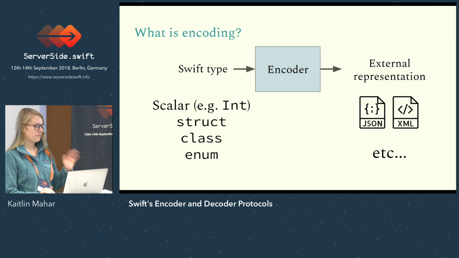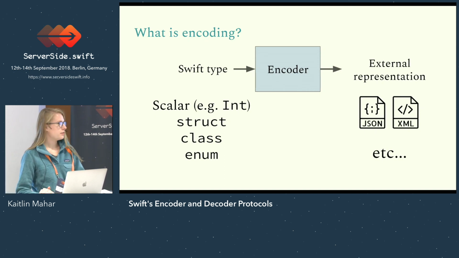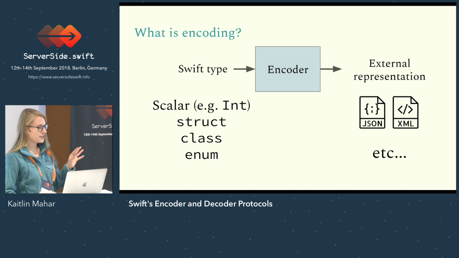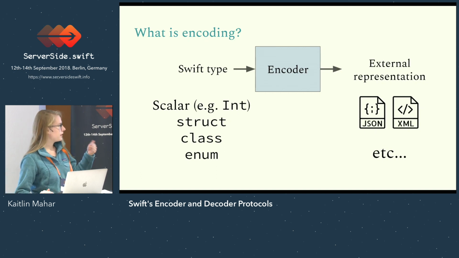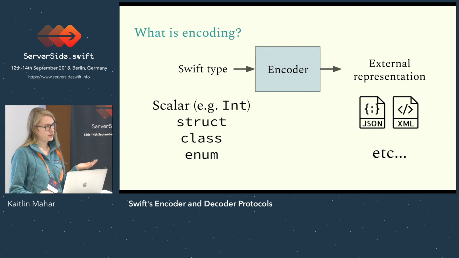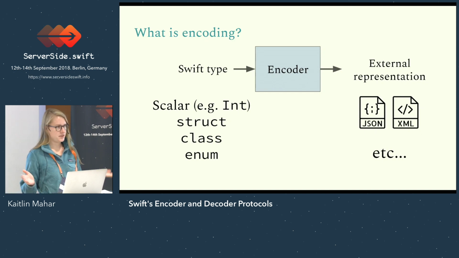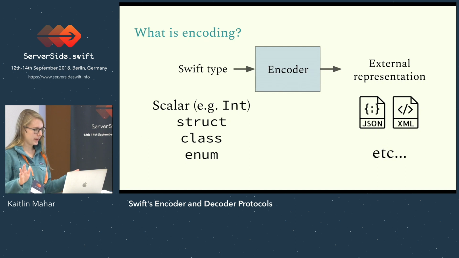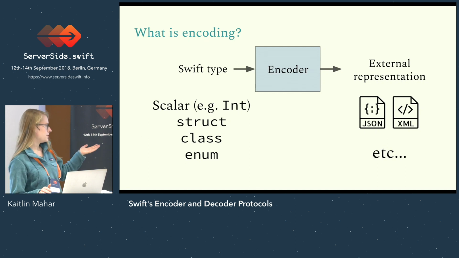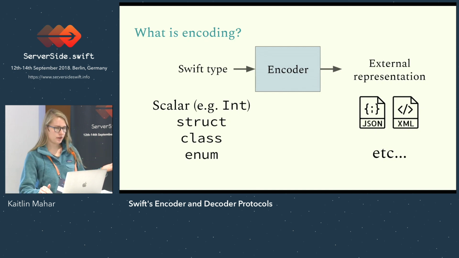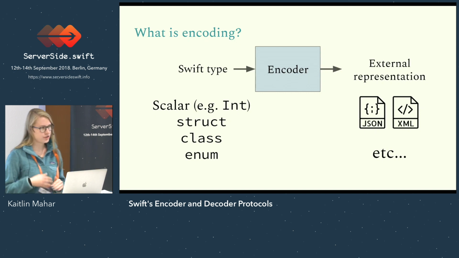So let's just start off by defining encoding. In this context, encoding is taking a Swift type, putting it into an encoder, and getting out some external representation. So the input could be something really simple, like an integer, or it could be some really complex instance of a subclass. And the output could be something like JSON or XML, or really anything that has a defined structure that you can construct programmatically.